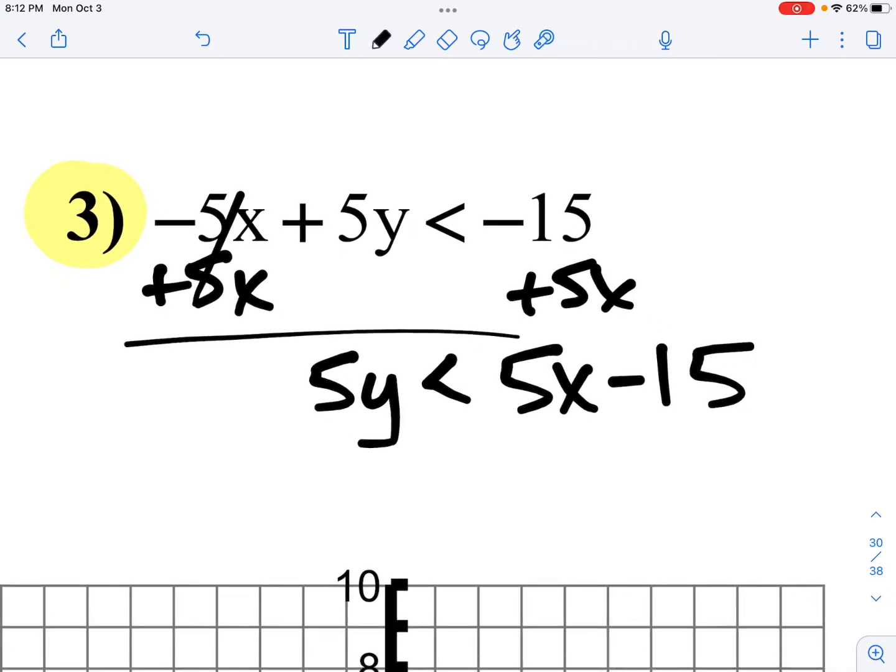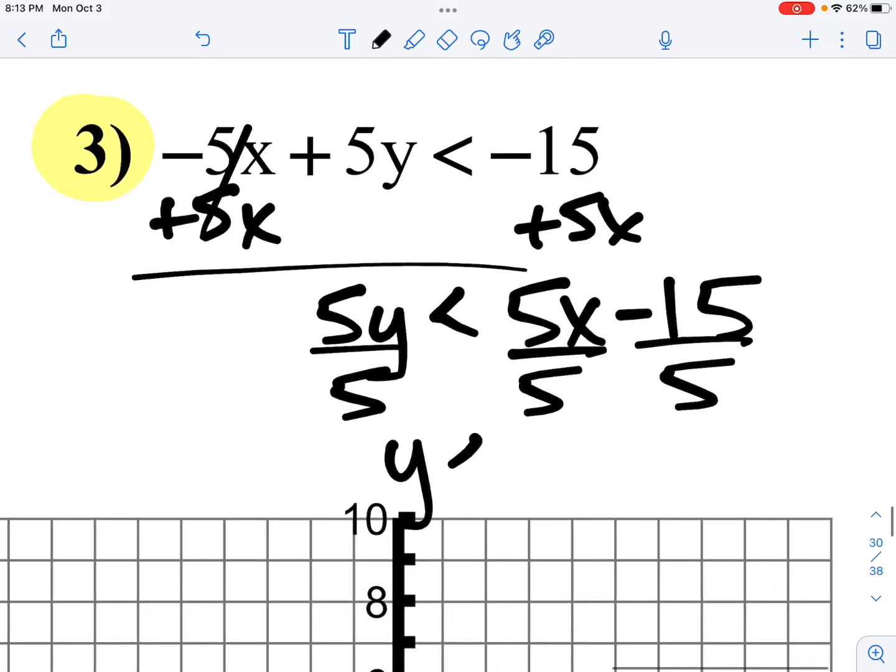And I still need to get y by itself, so I'm going to divide everything by 5. And so that means y, keep the inequality symbol the same. The 5 over 5 reduces to 1 over 1, or I'll leave it as 1 over 1x because that will help me with my graphing. And then -15 over 5 makes -3.